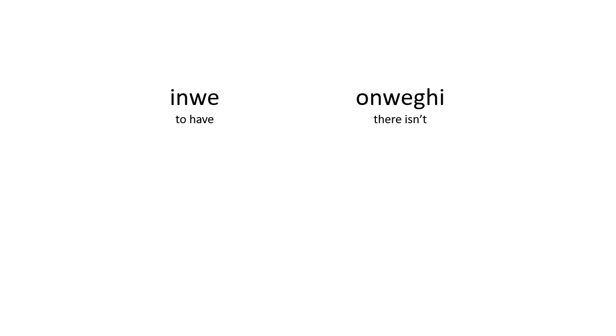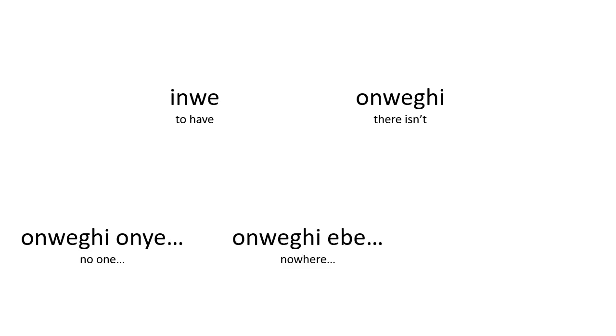Before going into Yiri ya, I just want to quickly mention that while this song uses Ọdi onye, there is another very common way to say no one, using onwe from the verb inwe. Inwe means to have, but like Ọdi, onwe also means there isn't. So, onwe onye is no one, onwe ebe is nowhere, and onwe ihe is nothing. Alright, let's continue on and see what Yiri ya means.